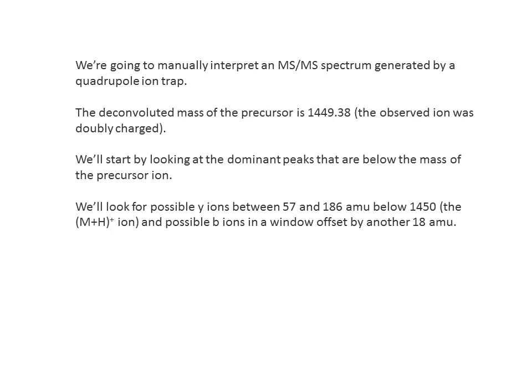We're going to use this example that comes from Karen Jonch's slides from the University of Colorado in Denver. We're going to manually interpret a spectrum generated by an ion trap. The mass that was measured by the ion trap is 1449 Daltons, and it was doubly charged. We're going to start by looking at the dominant peaks that are below the mass of that precursor ion. So we need to look for ions that are between 57, the mass of glycine, and 186 units, the mass of phenylalanine, below the mass of the ion detected.